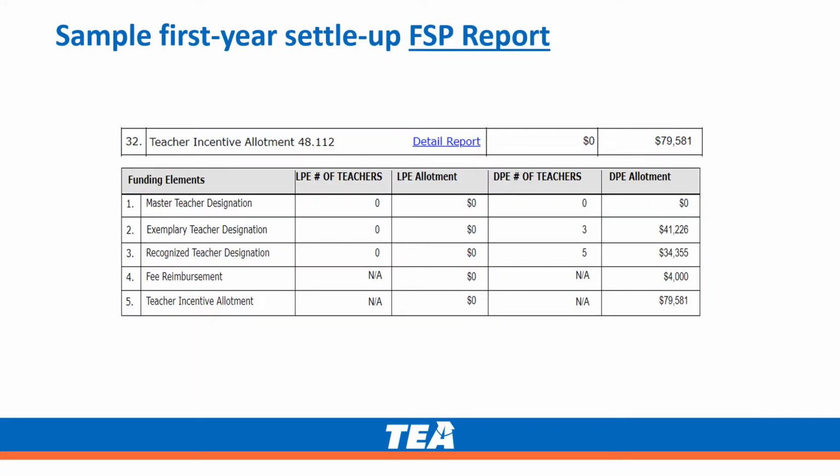The teacher incentive allotment amounts are also available in a district's source of funds report or SOF report. The report will show the amount that was projected in the legislative planning estimate or LPE column and the actual amount in the DPE or district planning estimate column. This is a sample of a district's first year settle up report. For the first year, since there was not TIA funding received the prior year, the LPE column will be 0.